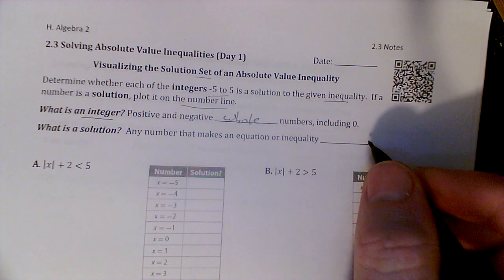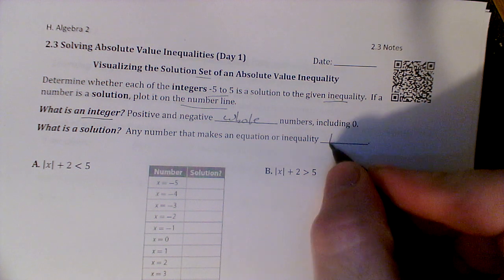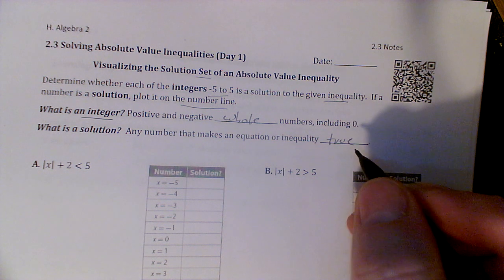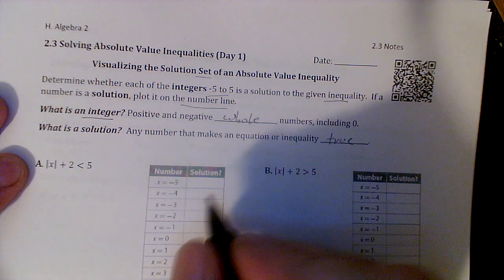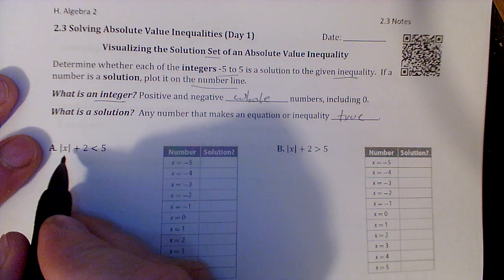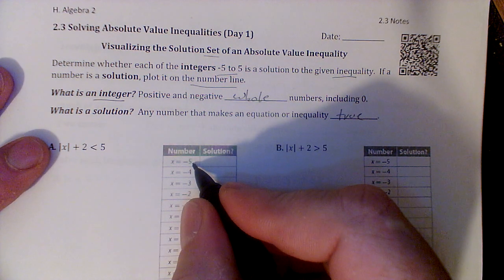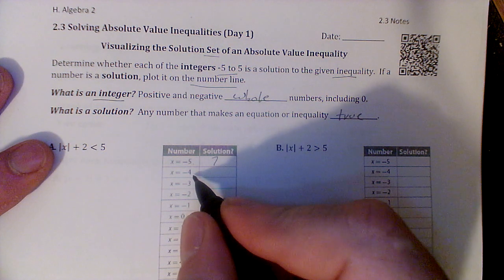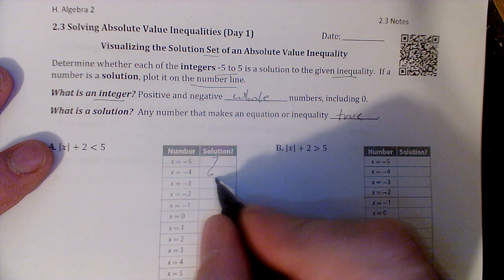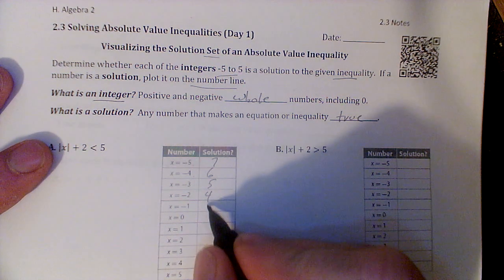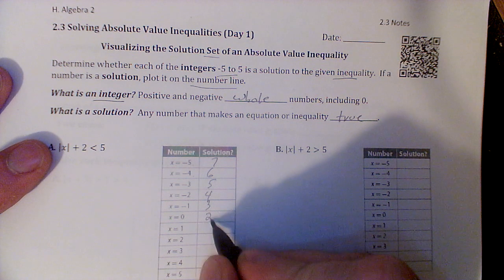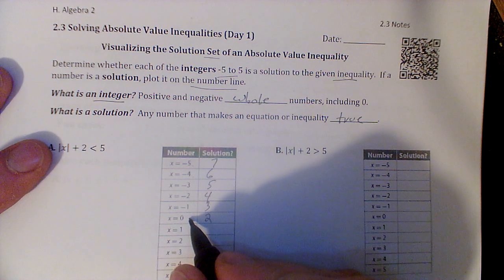And a solution is any number that makes an equation or inequality true. Okay? So all I'm doing is plugging these things in, right? You notice the absolute values for the input. That makes everything positive. This is -5, it's a positive 5, plus 2 is 7. Positive 4 plus 2 is 6, and we can see the pattern 5, 4, 3, 2. And that's our 0 number.